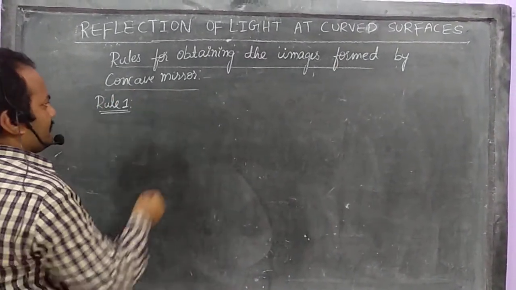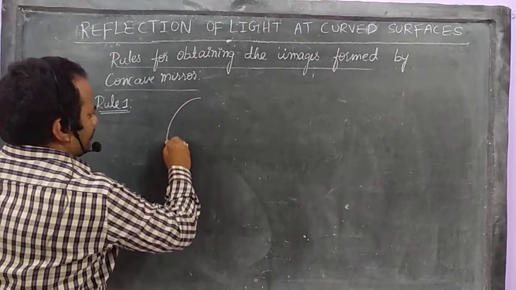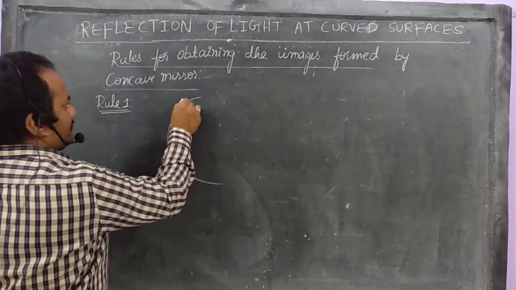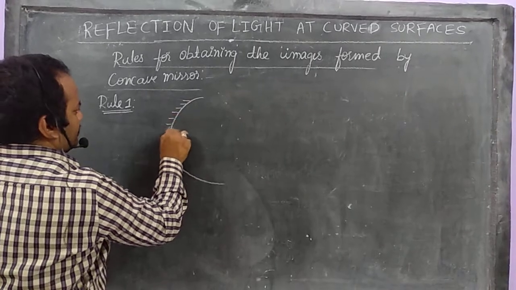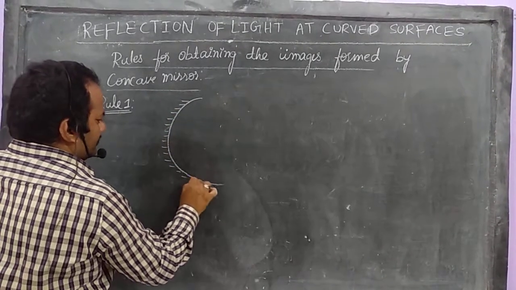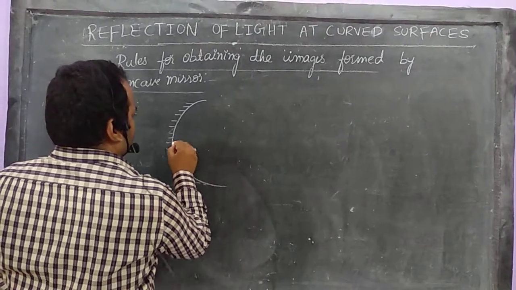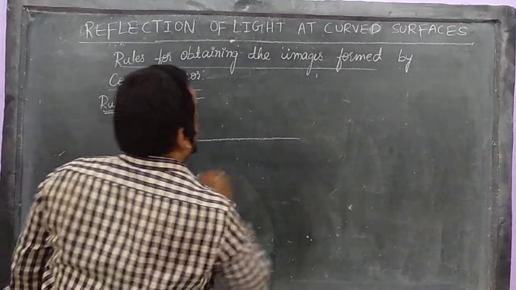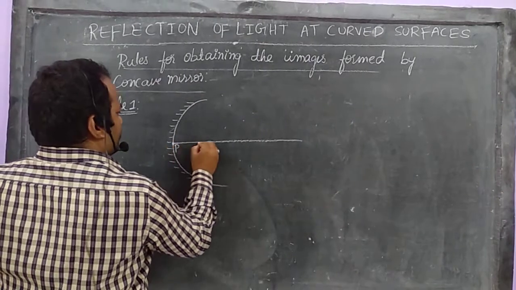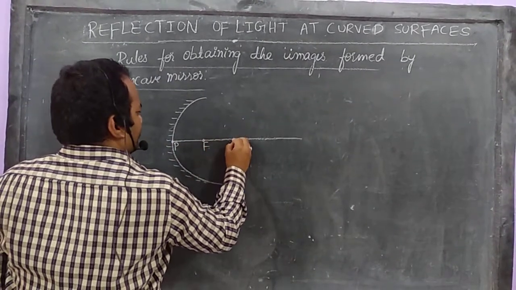Here we are talking about which mirror? We are talking about concave mirror. Okay, let us draw the concave mirror. This is the concave mirror. Which surface is it? It is the hard surface. Let us draw the principal axis. Pole, focus, center of curvature.